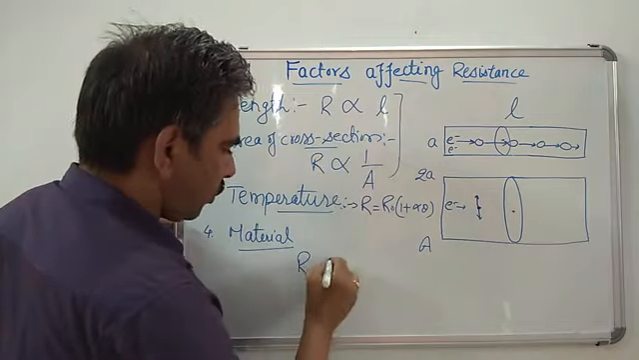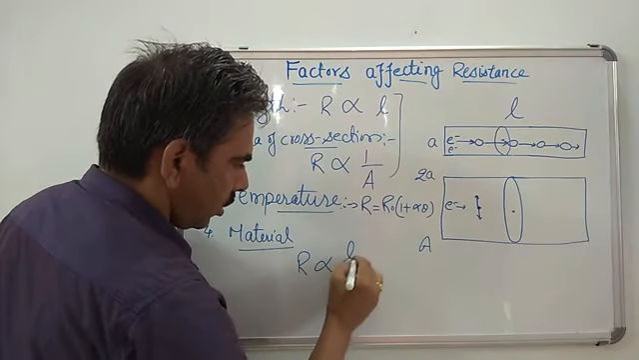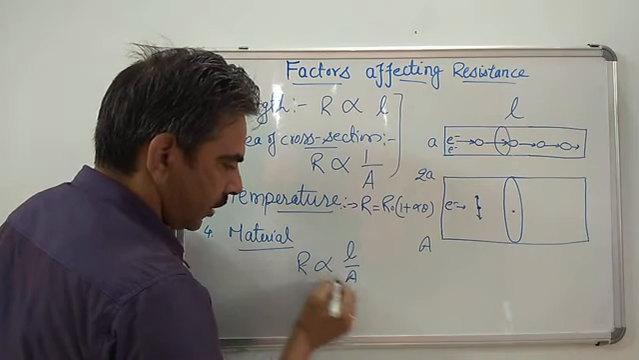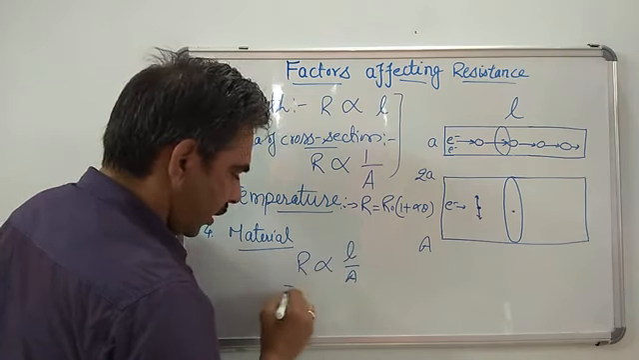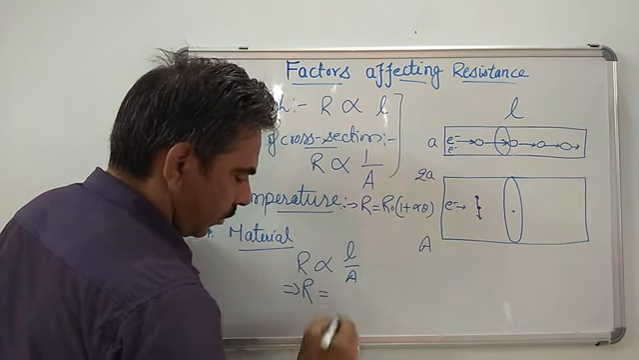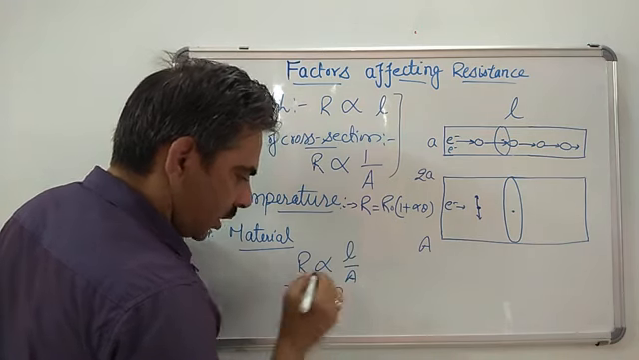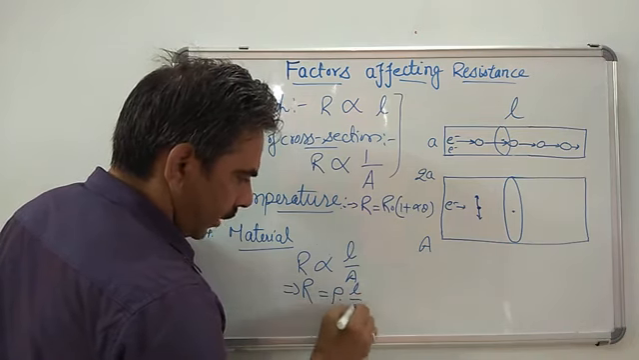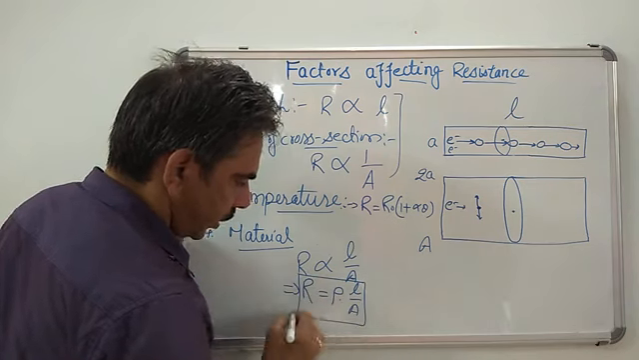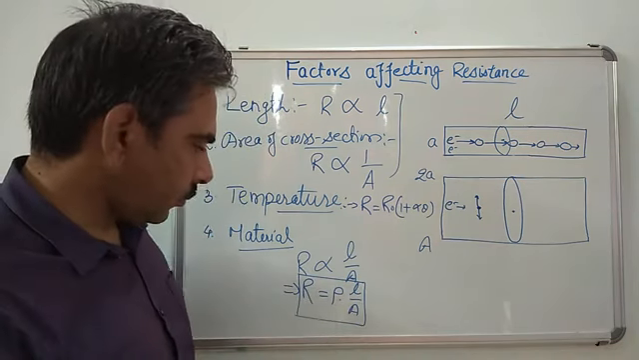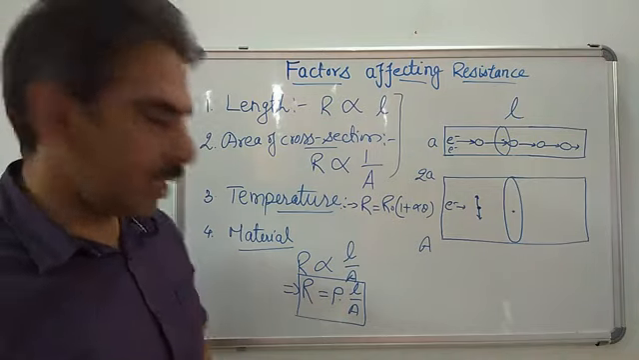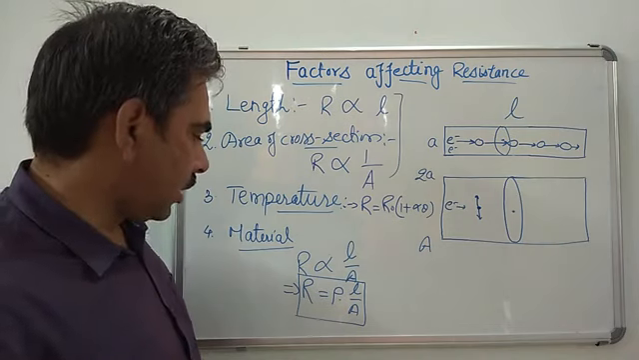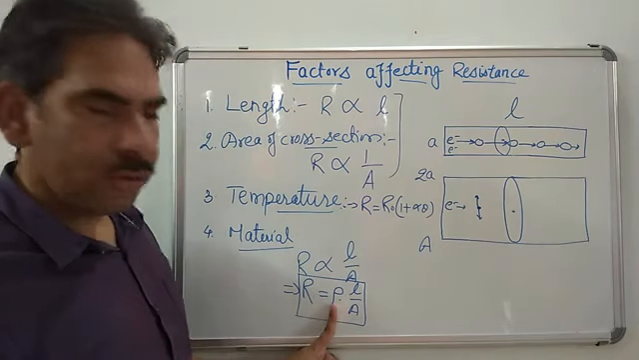R is proportional to L upon A, because with L, R varies directly, and with A, R varies inversely. From here we get an equation with a constant of proportionality which we represent as rho: R = rho into L upon A. So this is the formula for the resistance based on the factors which affect the resistance of the conductor. And this constant of proportionality is called the resistivity.